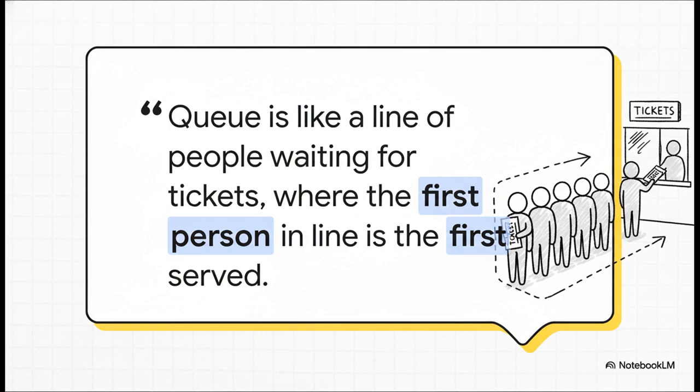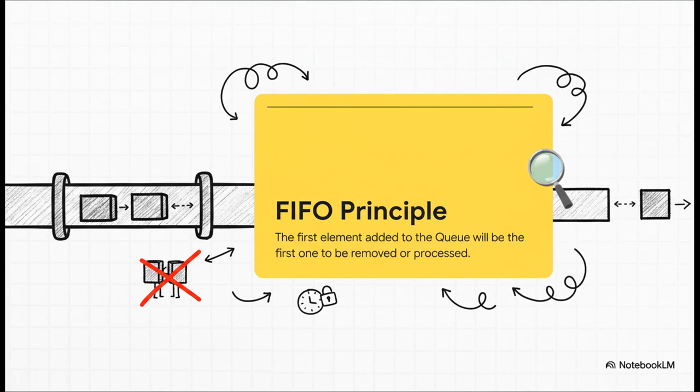Simple as that. So, in the programming world, we give this a fancy name, FIFO, which stands for first in, first out. It's not just a suggestion, it's a core guarantee. Whatever data goes into the system first is guaranteed to be the exact same data that gets processed first. No cutting in line allowed.